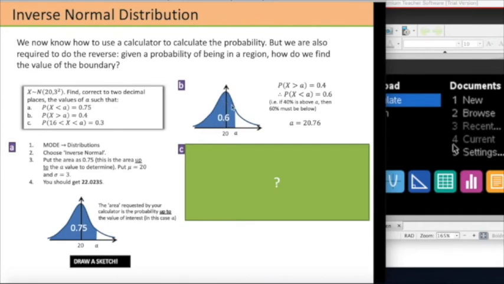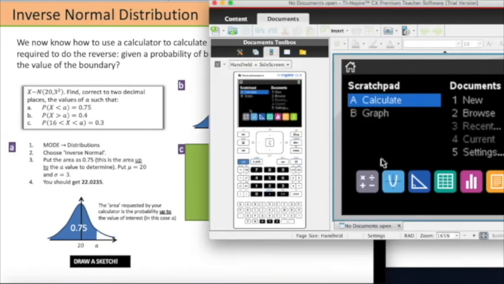Remember, when we do the inverse normal, the calculator only recognizes the area to the left of the boundaries. So if we are given 0.4, which is the area for x greater than a, we need to find this area here, where x is less than a. Again, the calculator only recognizes the area to the left of the boundaries. So let's calculate.